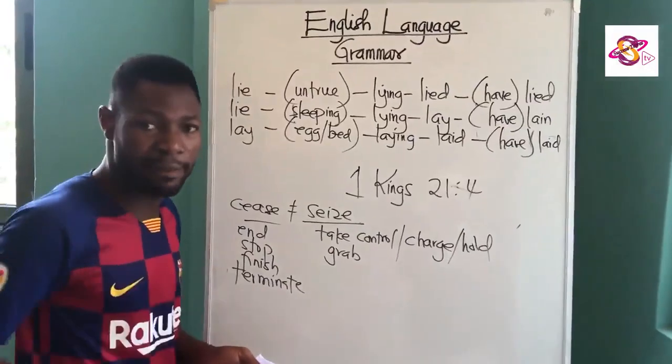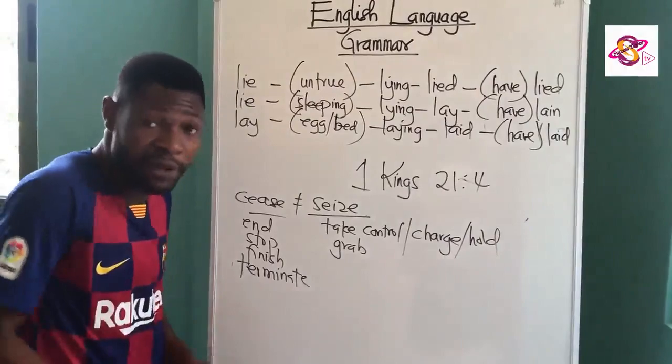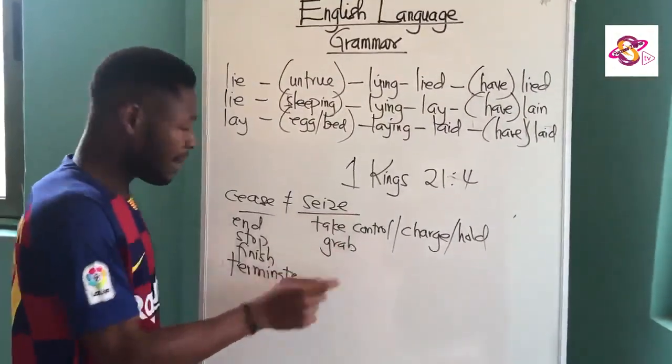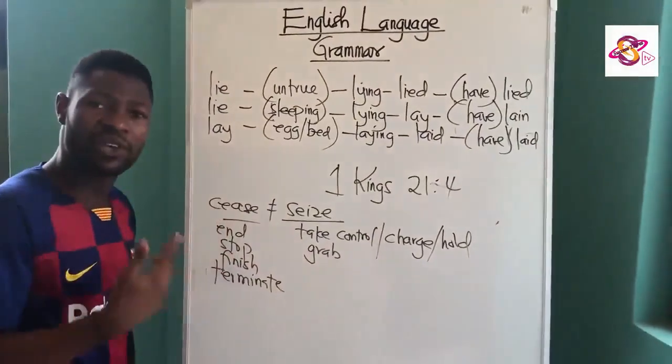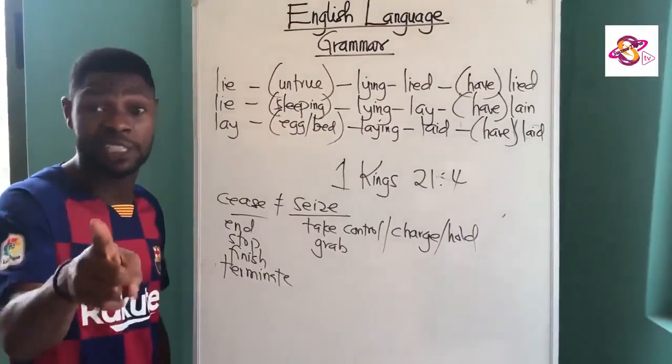So my senior seized my belt. My senior seized my uniform. My senior seized my footwear. This one. But when it has to do with this, then we are talking about to end something. Cease the argument. That is why in the military they say ceasefire.